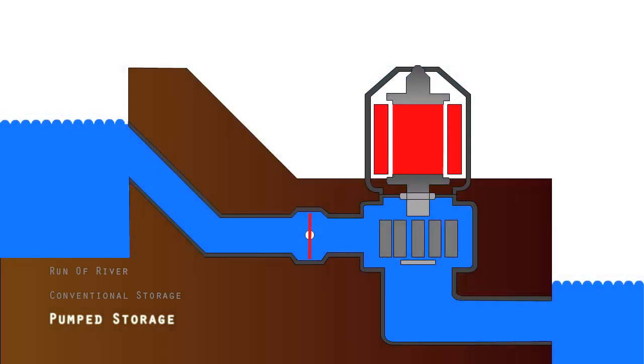Pumped storage plants. A pumped storage plant has two reservoirs, upper and lower. The water in the upper reservoir flows through the hydropower plant to create electricity. Water exiting the hydropower plant flows into a lower reservoir. Using a reversible turbine, the plant can pump water back from the lower to the upper reservoir in off-peak hours to generate electricity during peak period.